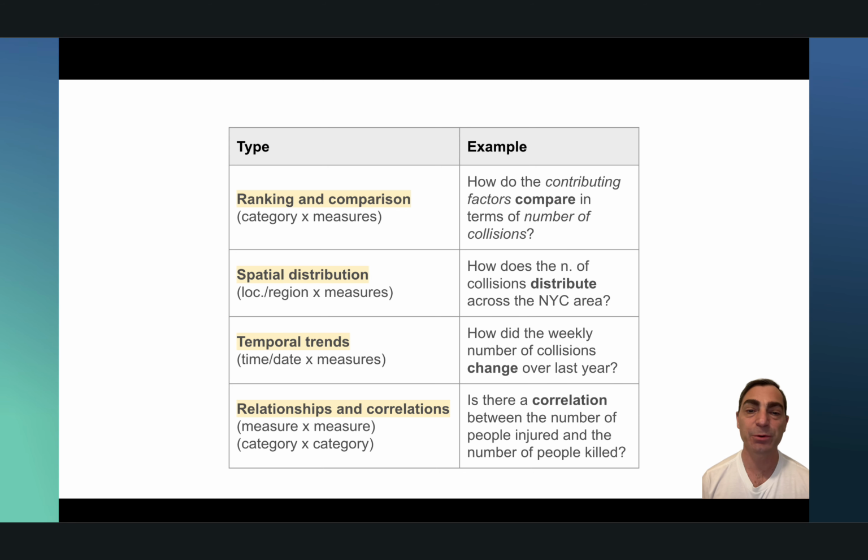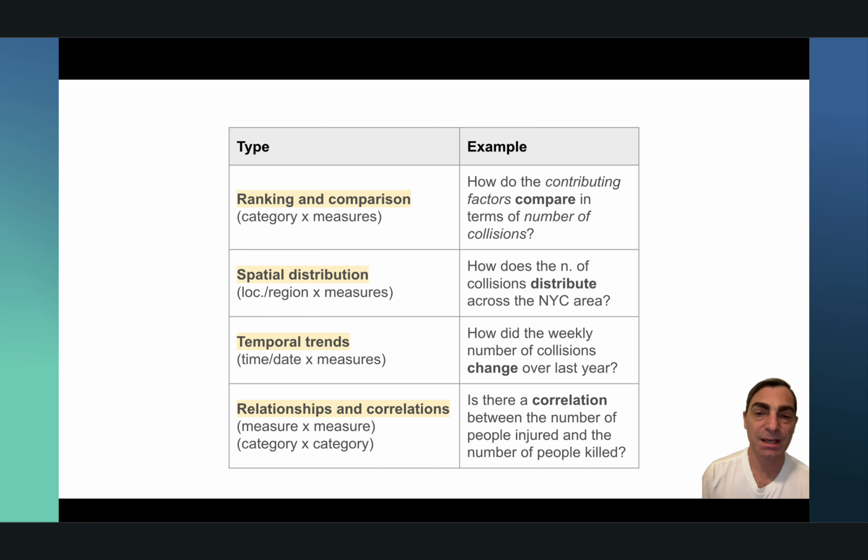The next one is temporal trends, a very common one. In these ones, we have something that changes over time according to a measure. An example here is how did the weekly number of collisions change over the last year. And the final one is relationships and correlations, where you put together either two measures or two categories. And an example of this one is, is there a correlation between the number of people injured and the number of people killed in vehicle collisions?